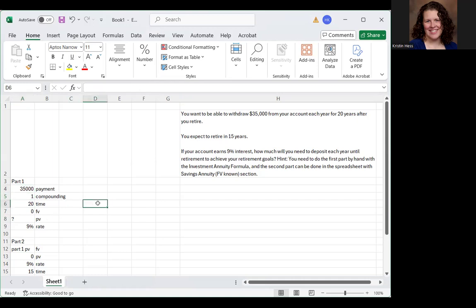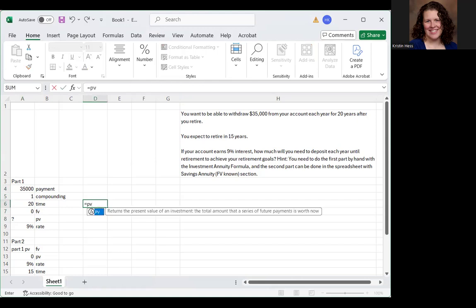So we want to find the present value. So you're going to put an equals PV, parenthesis. We're going to put in our rate as a decimal. So you're going to take 9 and divide it by 100, which gives you 0.09. If you are compounding more than once, you'll divide by our compounding. So our compounding here is 1, so anything divided by 1 is itself. If it was monthly, you'd divide by 12.